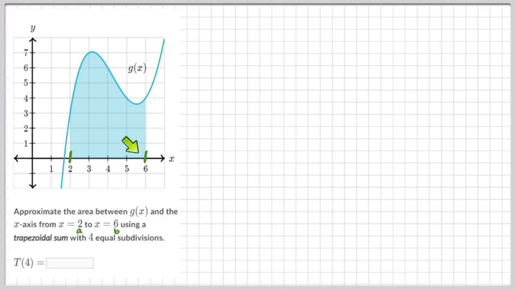All right, now we're doing trapezoidal sums. And so that means we have to find the trapezoids. Not rectangles, trapezoids. And there are 4 equal subdivisions. 1, 2, 3, 4. They already divided it up nice and pretty for you guys. Okay, so let's do the first one. We'll do it in green.